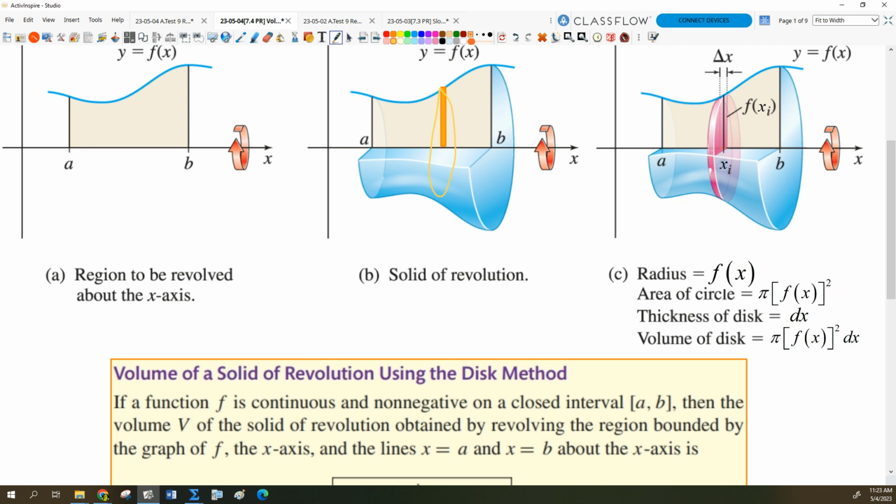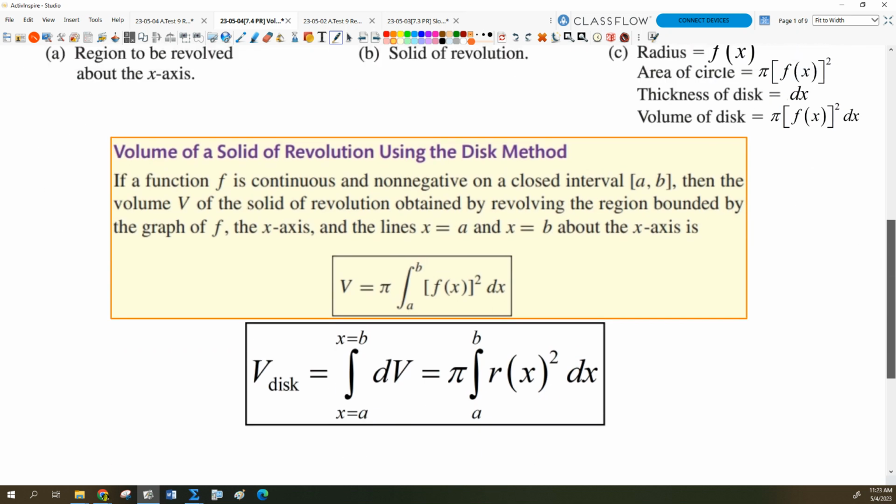If I added up the volumes of each of those little coins, I'm going to get an approximation of the volume of that pedestal. And if I let the thickness of that coin, or the width of that slice, go to zero, it's going to be infinitely good, right? Well, that's what calculus does. Okay, so then how would this work?